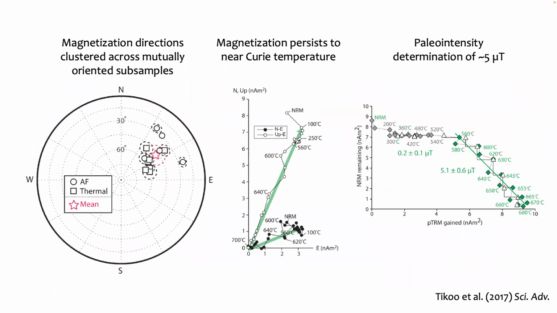In the case of my sample, we demagnetized 12 subsamples that were mutually oriented with respect to each other. We found that their magnetization directions were relatively uniform. They were very well clustered. The magnetization persisted to very high temperatures, almost the Curie temperature of the sample. And when we did a thermal paleointensity study of that origin-trending component, which I'm showing in green here, we got a paleointensity of about 5 microtesla recorded in this rock. This actually passed quality criteria tests that are commonly applied to terrestrial studies as well.